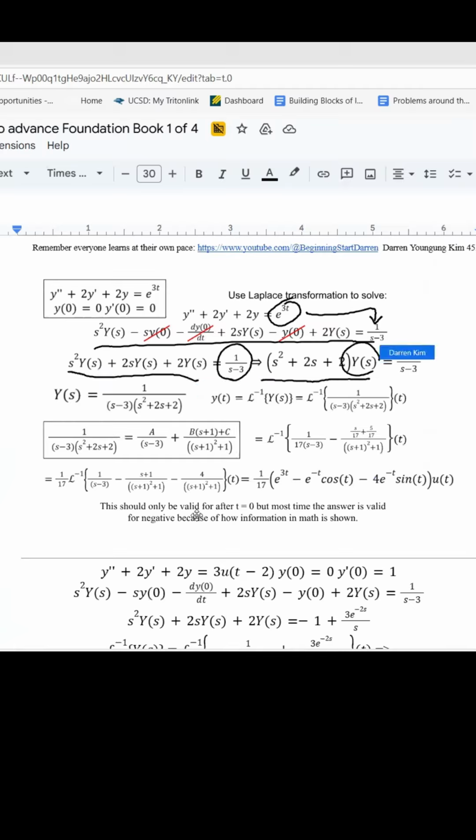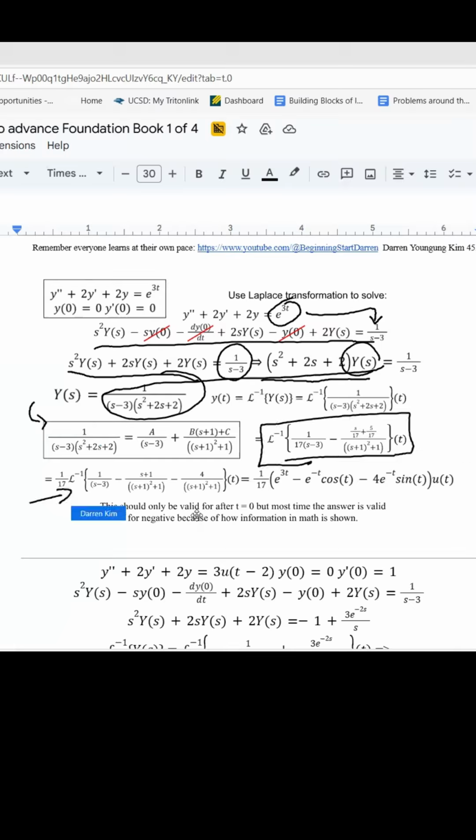And doing some algebra, you get this. And then partial decomposition happens, where you're left with this format. And then you do the inverse, which is done by looking at the table again.